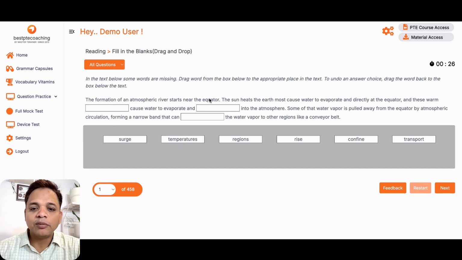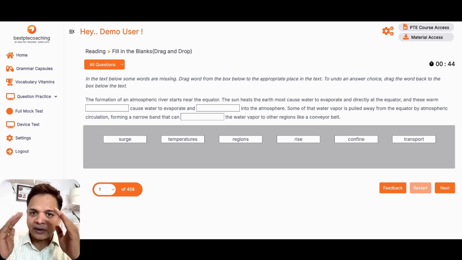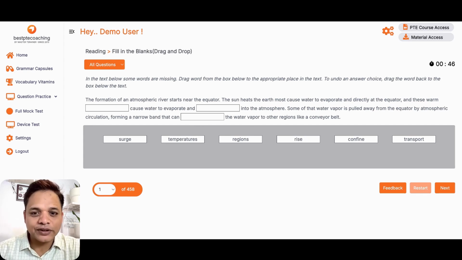Number 2, in between the text, there are blanks. Blank 1, blank 2, blank 3. There are 4 blanks sometimes, 5 blanks also. So generally 3 to 4 blanks will be there in every question. All right. So now text is visible, blanks are visible, something else is also visible. That is the options or the choices which you have at the bottom.